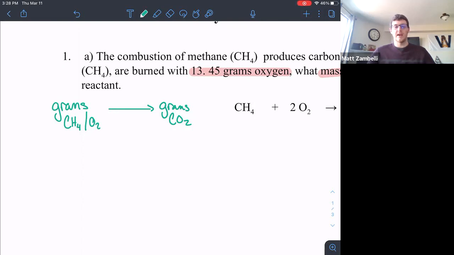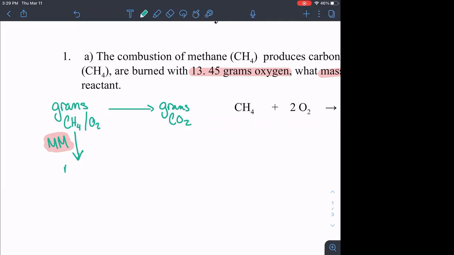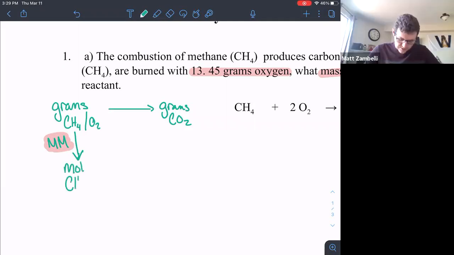Can we go from grams to grams? We have to use our molar mass, so we use the molar mass of either methane or oxygen. If we use the molar mass, what will we end up with? We'll end up with moles of methane or moles of oxygen, depending on which one we're starting with.